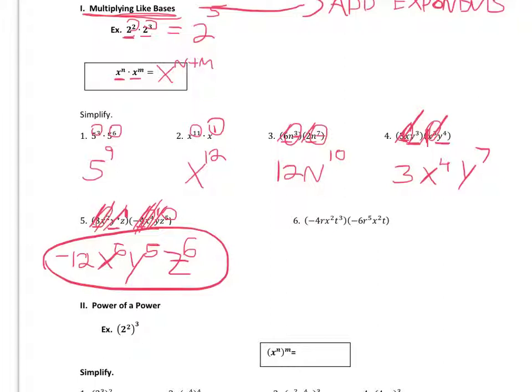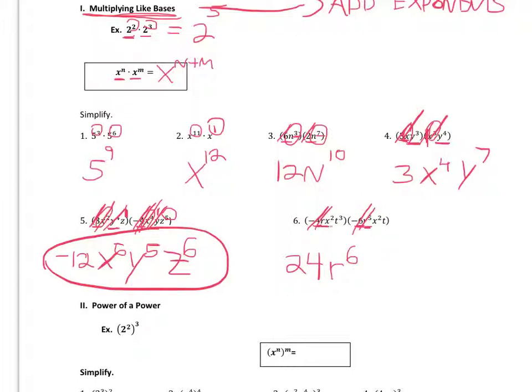Okay, let's do the last one. All right, I want to identify the coefficients first. We have negative 4 and negative 6. When you multiply those, the negatives cancel out and give you positive 24. So I'll cross negative 4 and negative 6 out. Okay, then we have r, and we have r to the 5th. So that's like saying r to the 1st times r to the 5th. So if you add 1 and 5, you get r to the 6th. So we'll get rid of the r's.